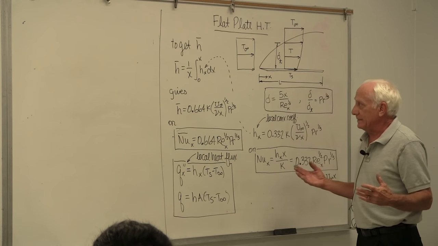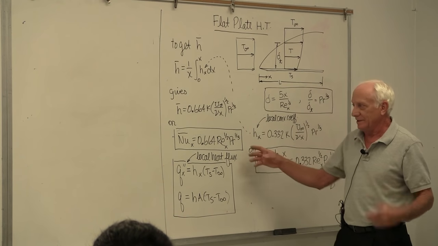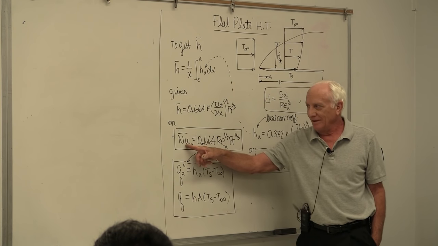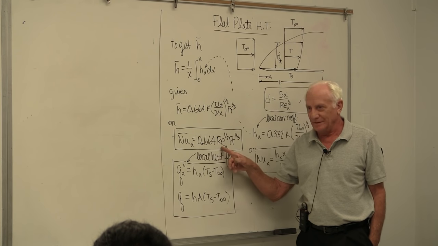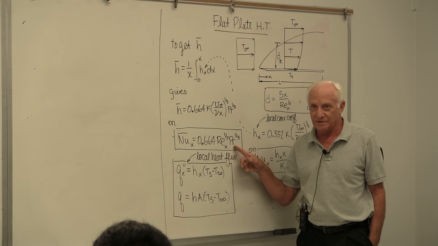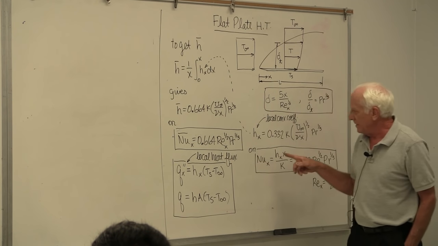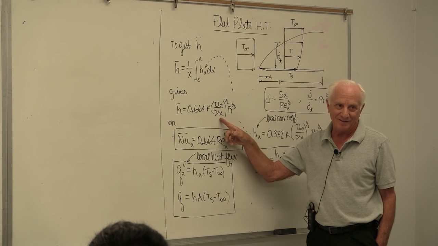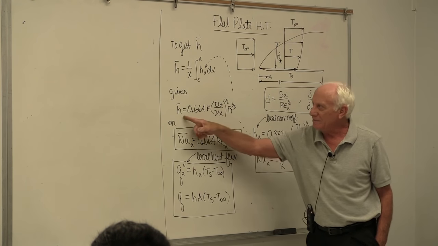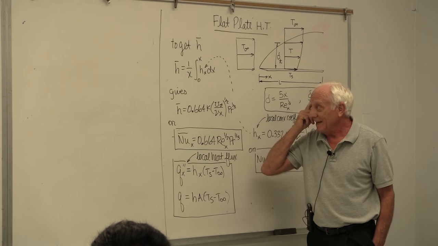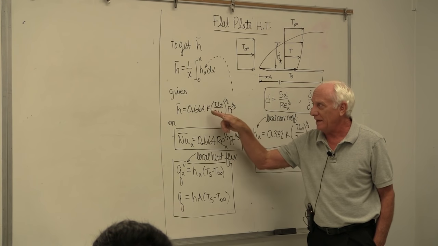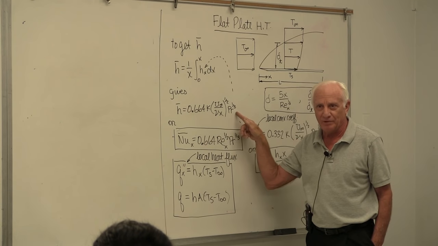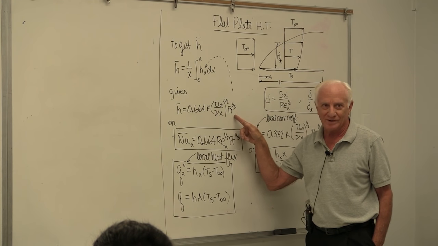If you're going to plot this, what are you going to plot? Well, I'll tell you. You're going to plot Nusselt on the y-axis, Reynolds on the x-axis, and maybe the Prandtl number as a family of curves. What are you going to plot up here? This is a tough call now. I'm going to plot h-bar versus, I don't know, u infinity, or maybe k, or maybe nu, or maybe Prandtl. It doesn't tell me what to plot.